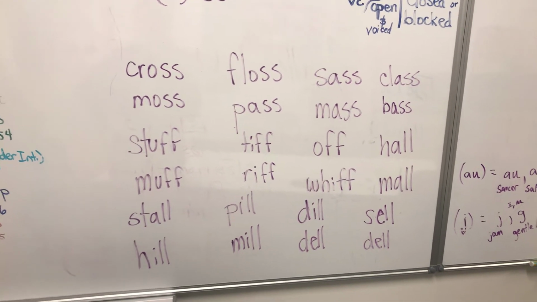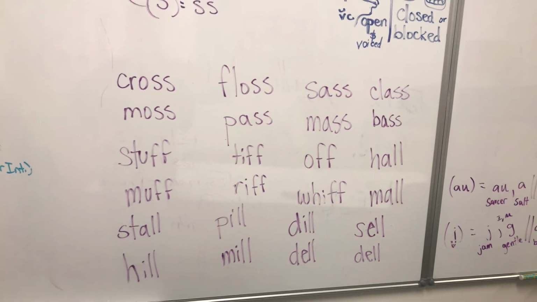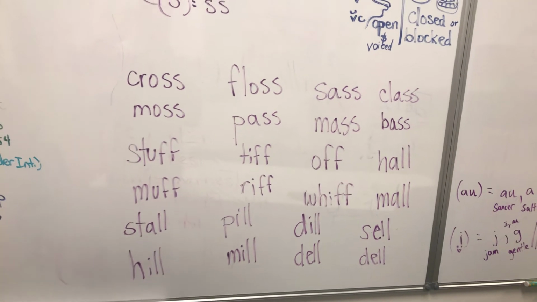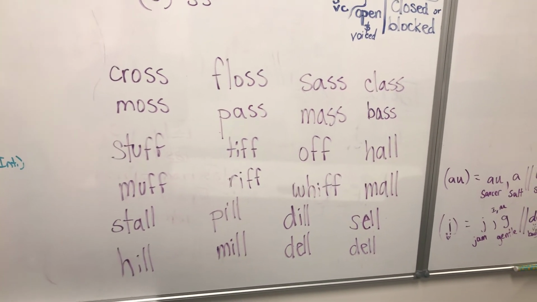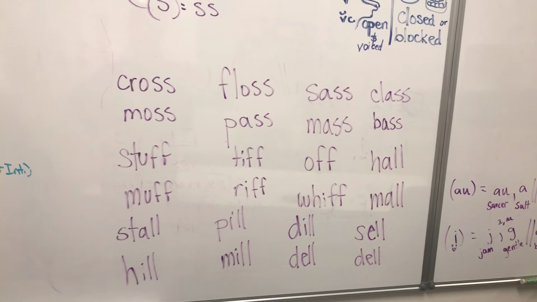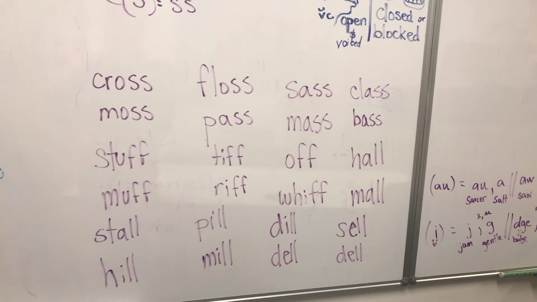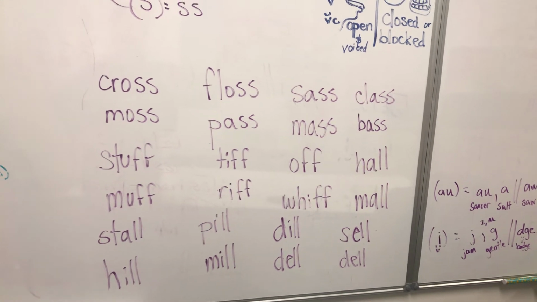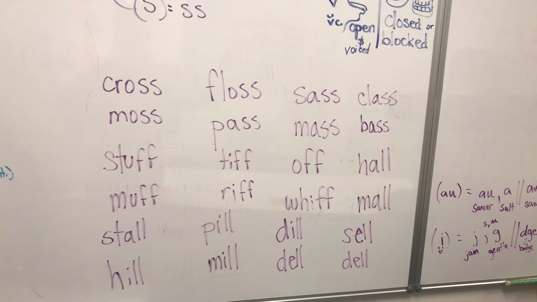What do they have in common? They should have three things in common. If you think about it and you know what a syllable is, they should all be one-syllable words. They're all English words. They all end in a double consonant, and they all have a short vowel before the consonant sound that comes at the end of the word.